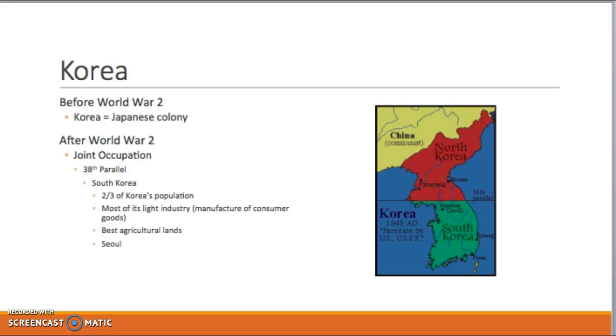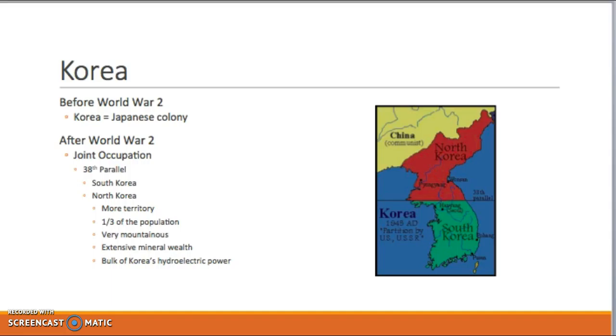Interestingly, the line dividing Korea really did divide Korea economically. The southern half of the peninsula included about 2/3 of Korea's population. Moreover, it included most of its light industry, and that means the manufacture of consumer goods, the things that people actually buy. It also includes the best agricultural lands, as well as the traditional Korean capital of Seoul.